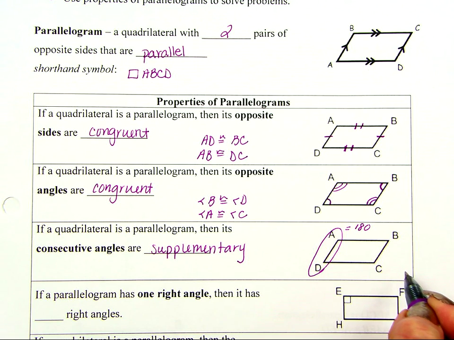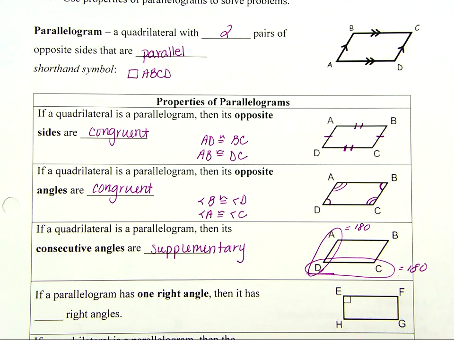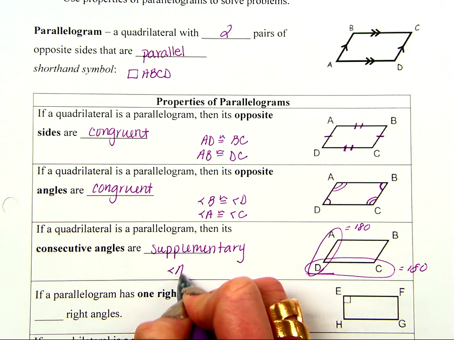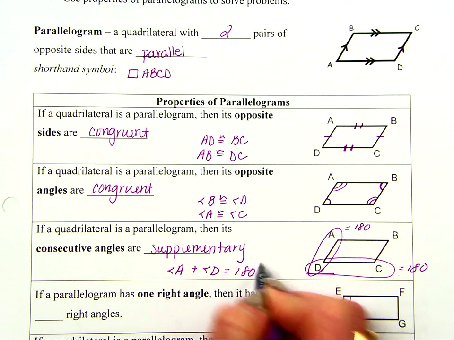Now, not only does that work for A and D and B and C, but it also works going horizontally. These would be consecutive angles as well. So, we know that our consecutive angles are going to be supplementary.